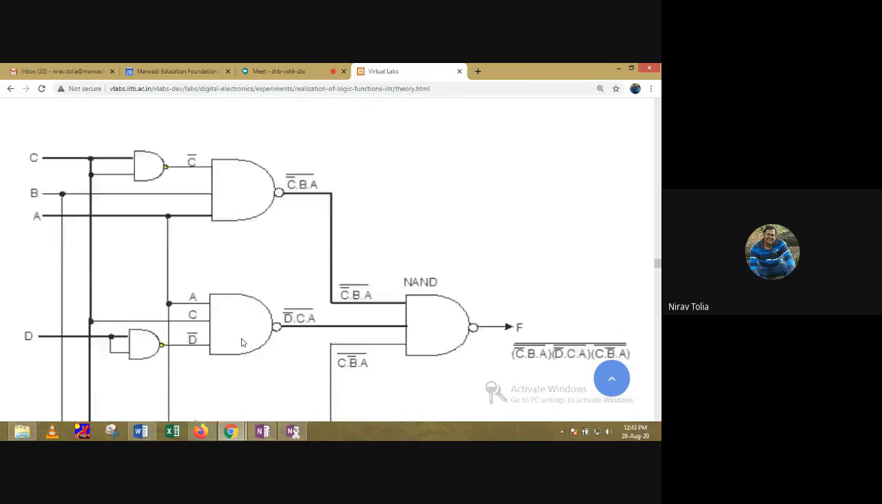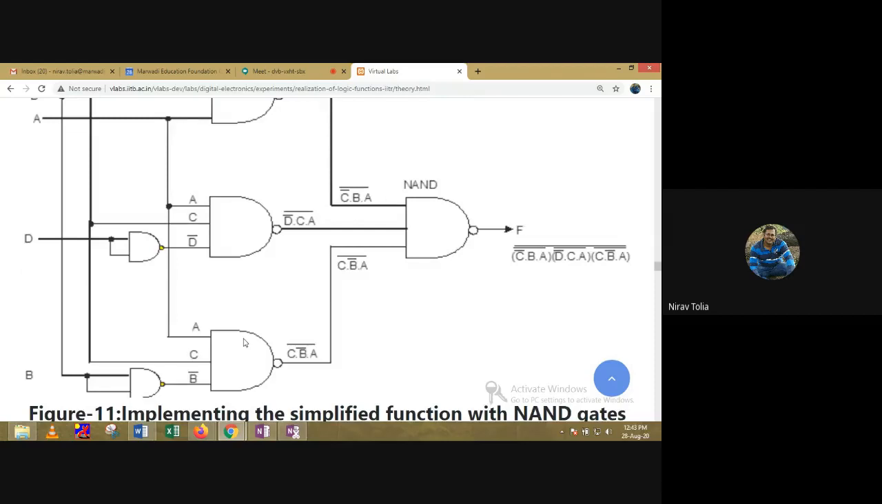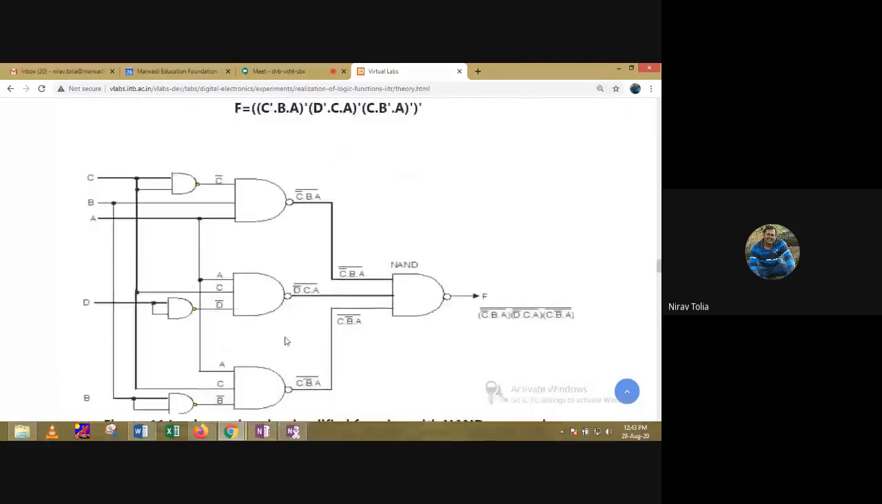So this is the figure for that. What we required, see here, first we required C bar. We have to give individual gate. Okay, first we required C bar.